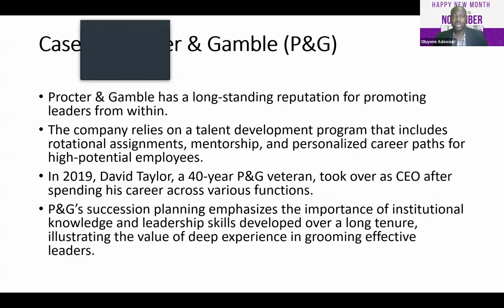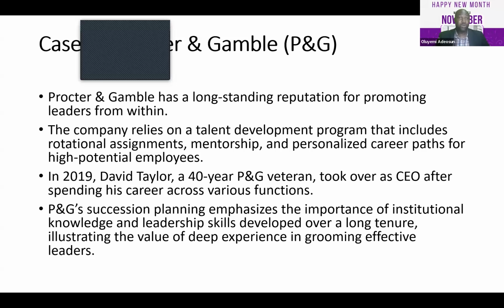Okay, moving on. Procter & Gamble, too, another case, has a long-standing reputation for promoting leaders from within. The company relies on talent development, and that includes rotational assignments. Ladies and gentlemen, you know what rotational assignments are? You are moving from maybe one department to the other, one function to the other. It can be every 6 months, it can be every 3 months, it can be every 12 months, every 18 months. Why are you rotating this person? You are building resilience, you are building organizational knowledge, you are building industry knowledge.